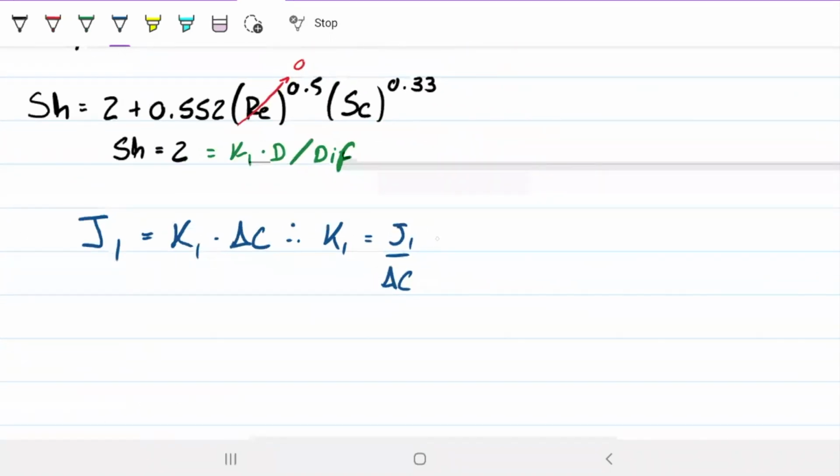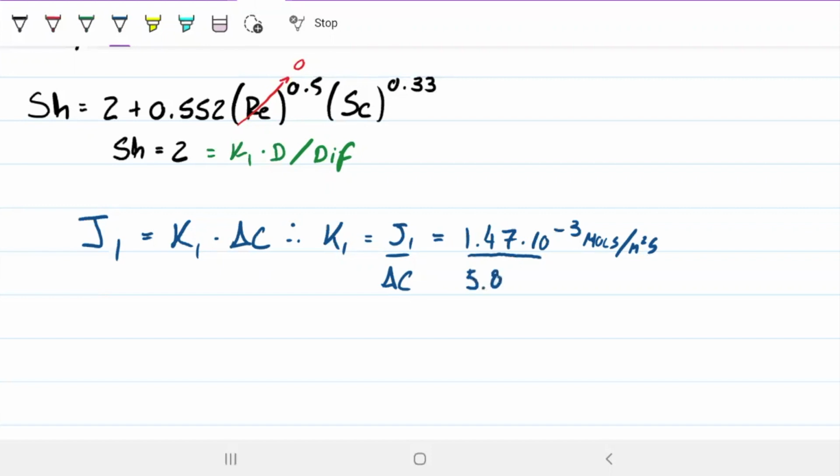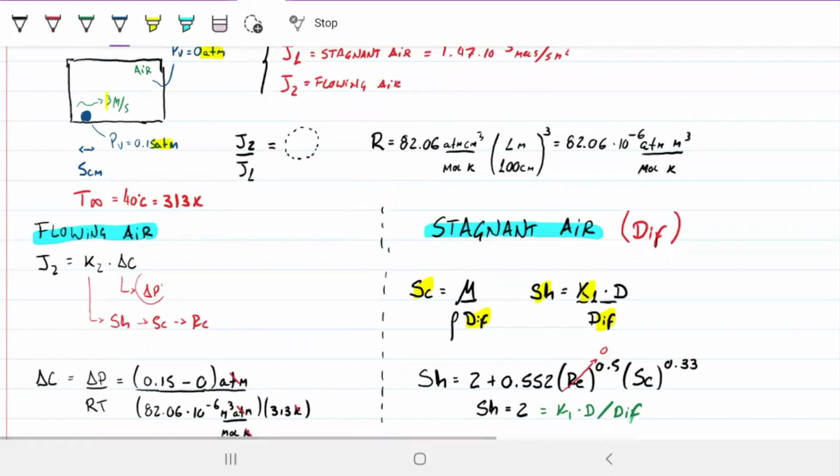And luckily, I have these two things already. J1 has been given from the start, and that was 1.47 times 10 to the minus 3, is it? Double check. Minus 3, good. And that is in moles per meters squared per second. And our delta C, if you guys recall, we got from the difference in pressure, and that doesn't really matter whether we're just talking about stagnant or flowing, right? Because that is the difference in concentration that's going to make this happen in both situations.